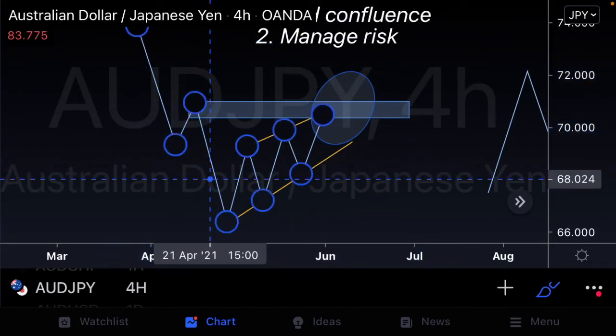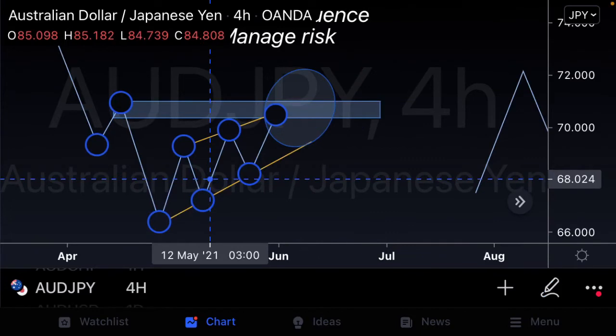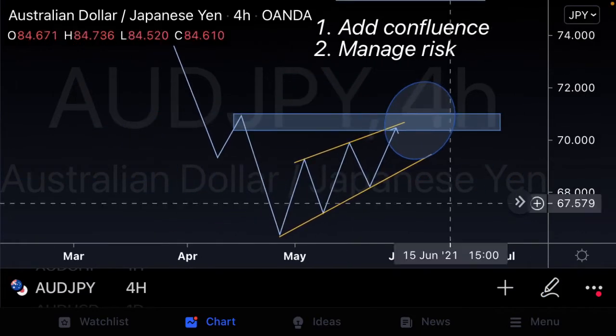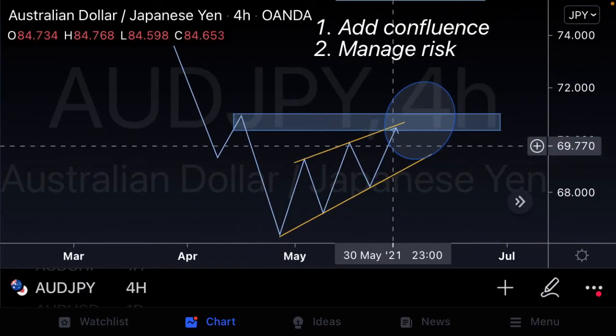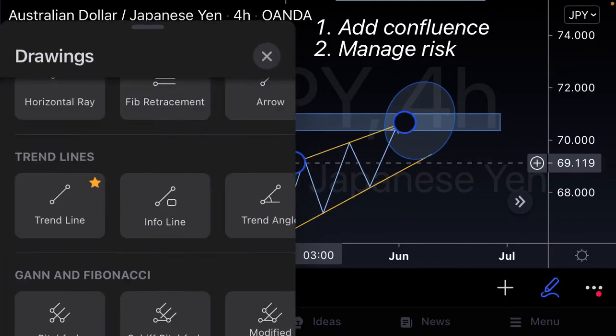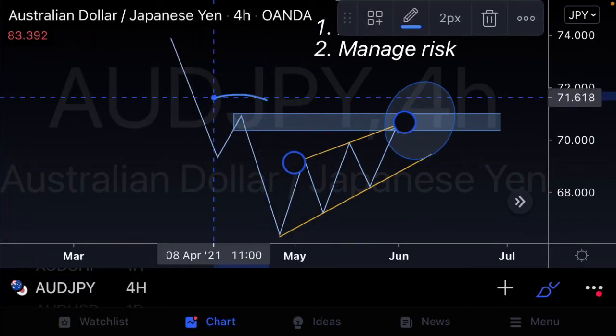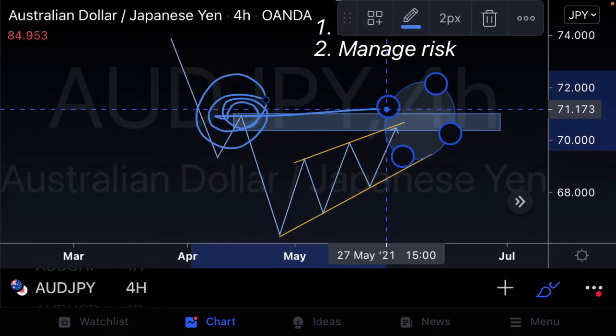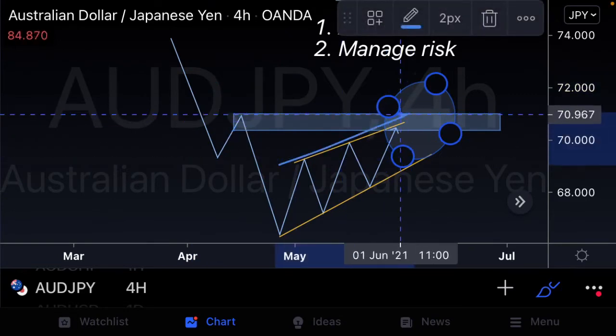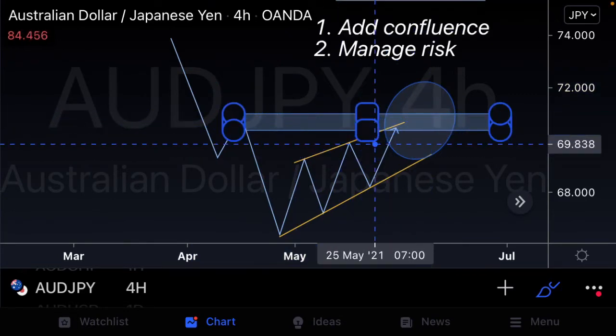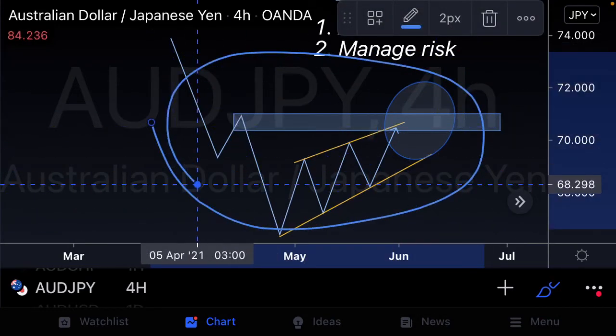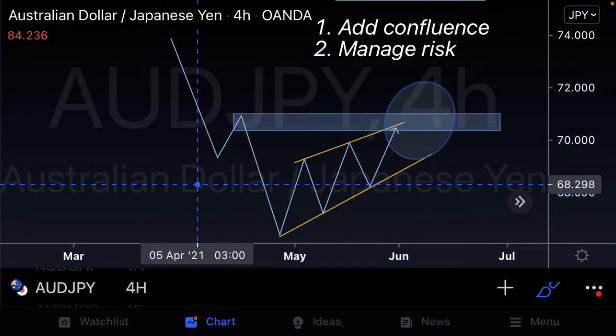Now that we're in our zone of confluence on our daily time frame, this is the piece of structure that we're trading. This is the way that we trade. Regardless of whether we are support and resistance traders, or trend line traders, or whatever the case is, what we're looking for on our lower time frame is exactly the same piece of structure that we have on our higher time frame.